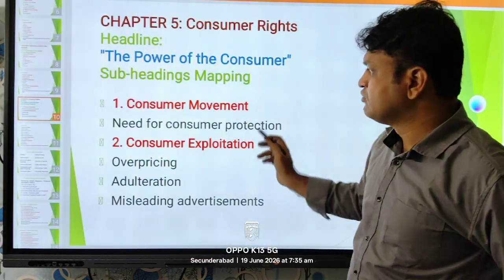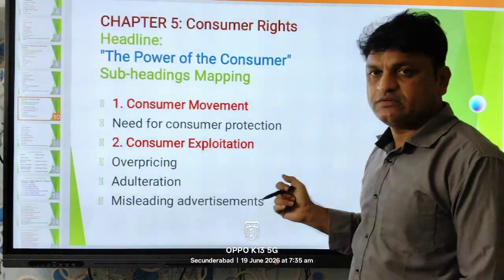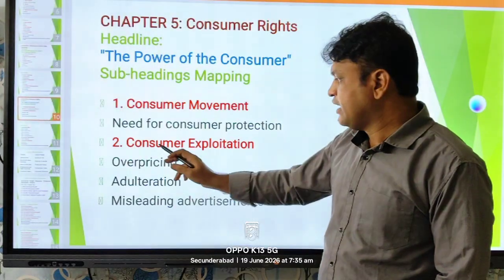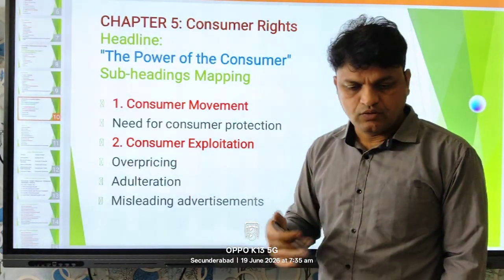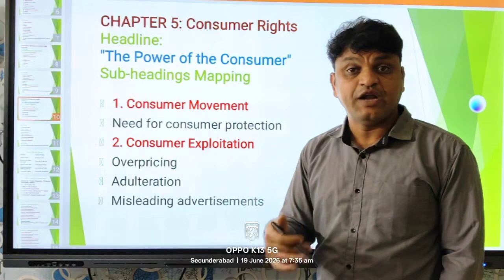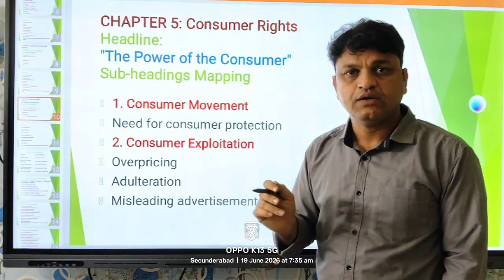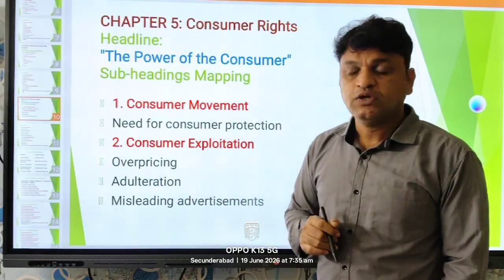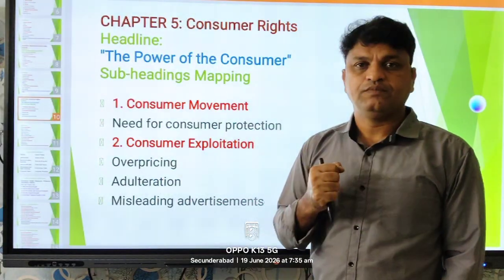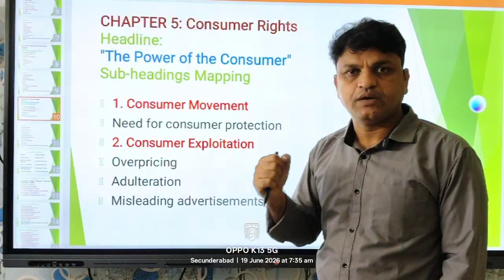Remember that. Consumer movement, need for consumer protection. So the consumer must be protected. Consumer exploitation: in today's world, we are living in an exploitative world. The MRP price is different and the selling price is different, so they are exploiting the consumers. So how can we protect them? This is where the government plays a very important role, right?